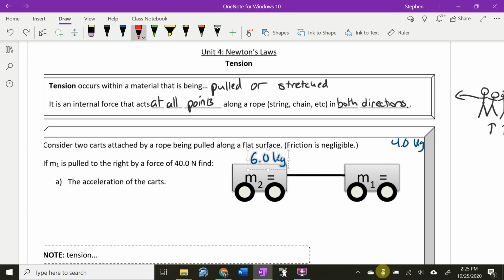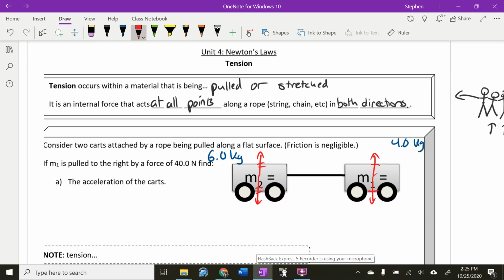I'll give you a second to think about it. You can pause the video if you want, but I want you to think about what forces are involved. So number one, we are going to have a normal force for both of these objects here, and that's going to be counteracted by our gravitational force.